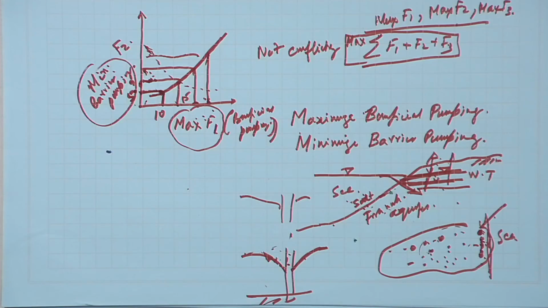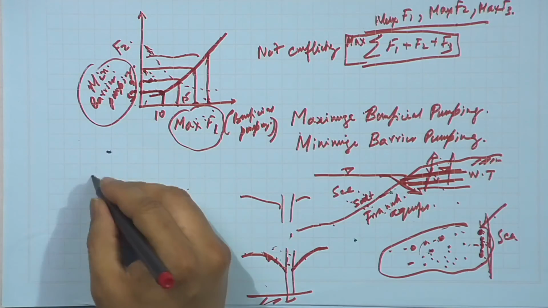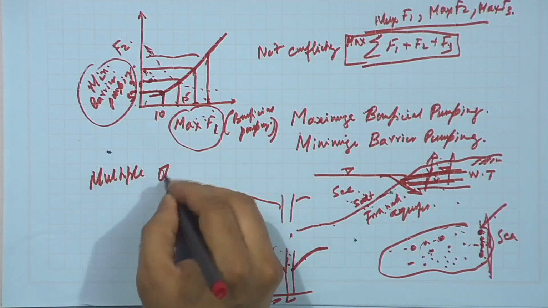One objective is to maximize your pumping, which is for maybe water supply. Another objective is to minimize your pumping from the seaside wells, the barrier wells. But you can only increase the pumping for beneficial use by also increasing the pumping from the barrier wells. So that goes against your objective of minimizing the pumping from the barrier wells, because you have to sacrifice that and actually increase the pumping. So these two are conflicting objectives. If there are conflicting objectives, this is a multiple objective problem.